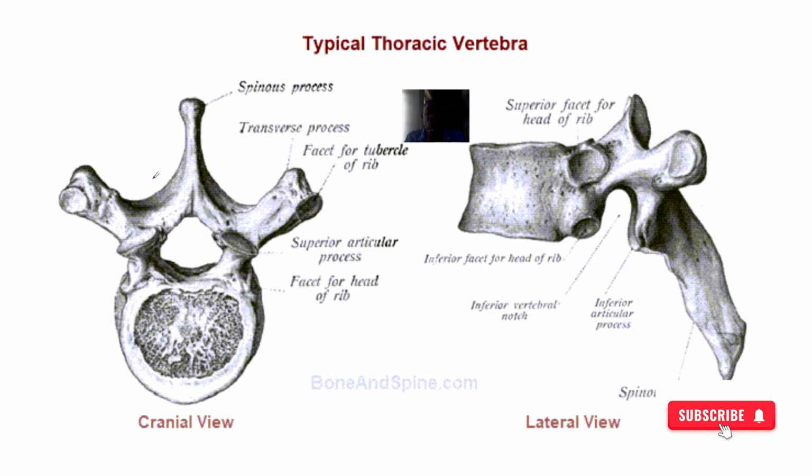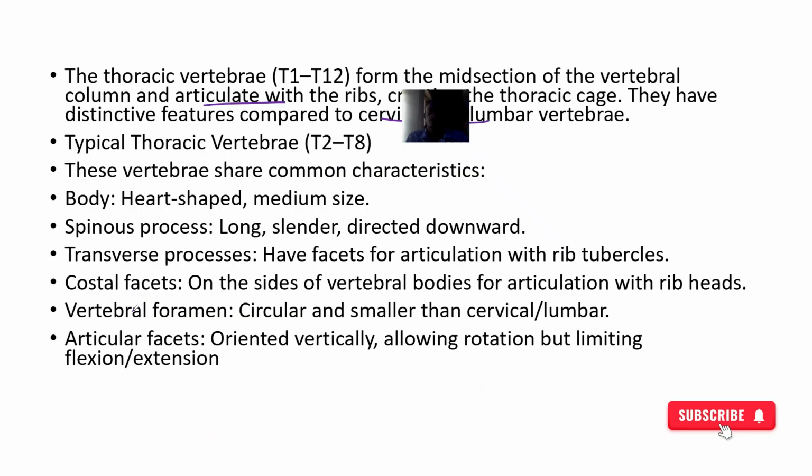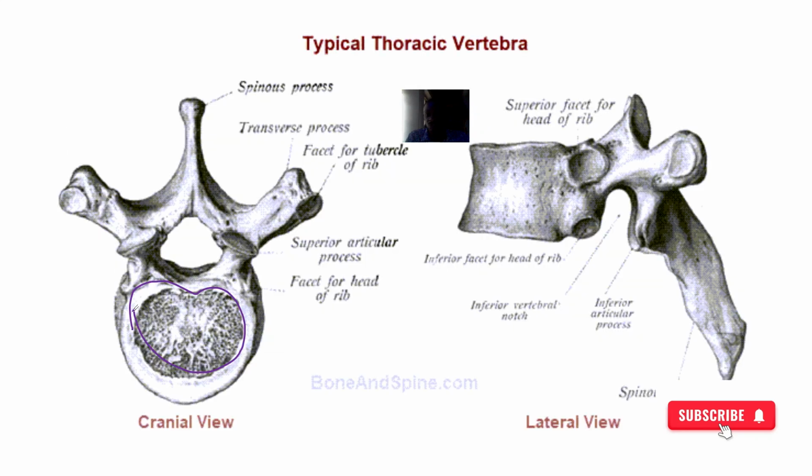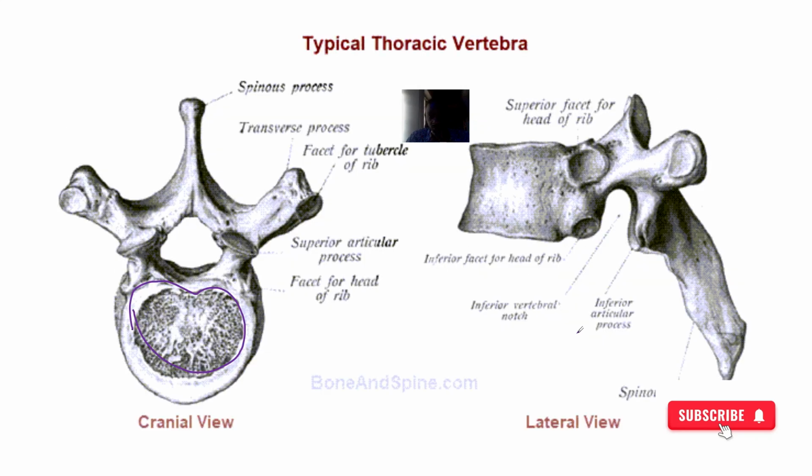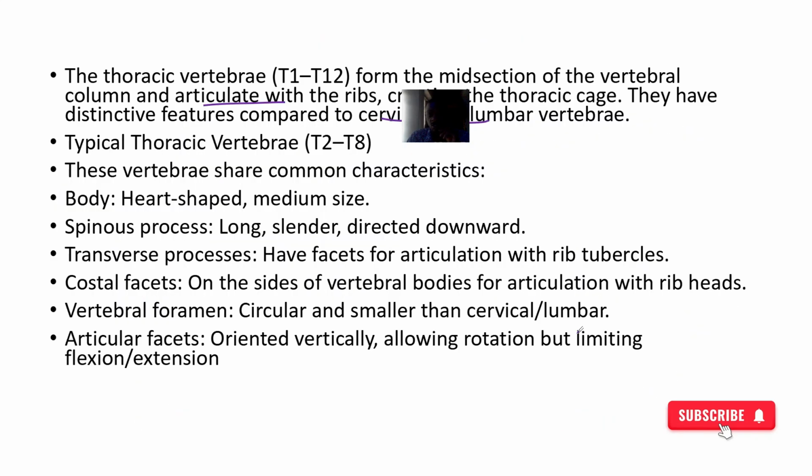We said that their body is kind of heart-shaped. This is the body. Oh, it's looking like a heart. They have a spinous process which is long, slender, and goes downward. Are you seeing it? Goes downward. They have a transverse process. That's a transverse process. They have a costal facet on each side. They have the vertebral foramen, which is circular, smaller than the cervical and the lumbar.